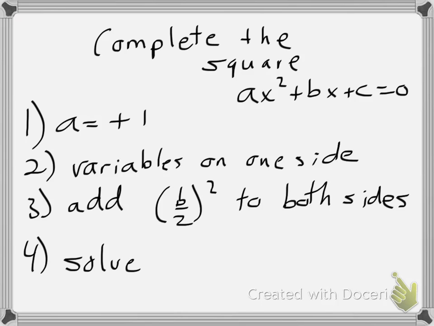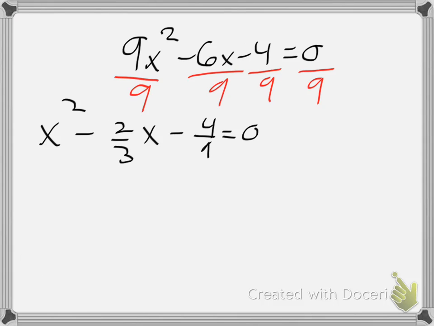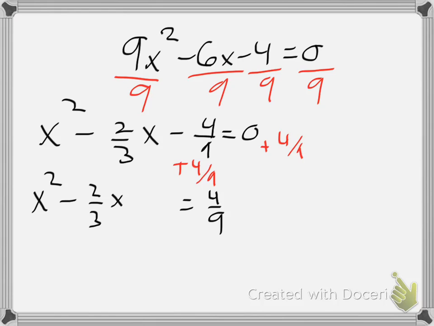Next I want all my variables on one side. So what that means is I want just the x squared and the x to be on one side of the equation, which means I move my 4/9 by adding it. So now I'll have x squared minus 2/3 x equals positive 4/9.